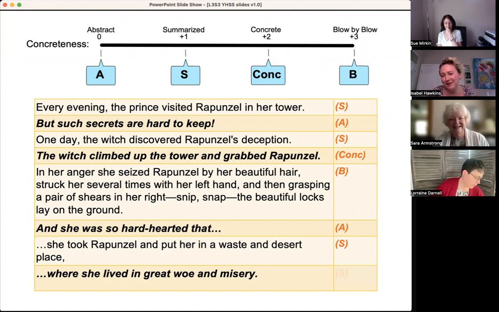Right. To me, before this statement, she wasn't in the waste and desert place. Now the action in the story has put her in the waste and desert place. It's not described in any kind of detail, but it is action, which means it's what we call a summarized statement. Okay. She was so hard-hearted, there's no action. Just a state of being, right? There's no action in it.